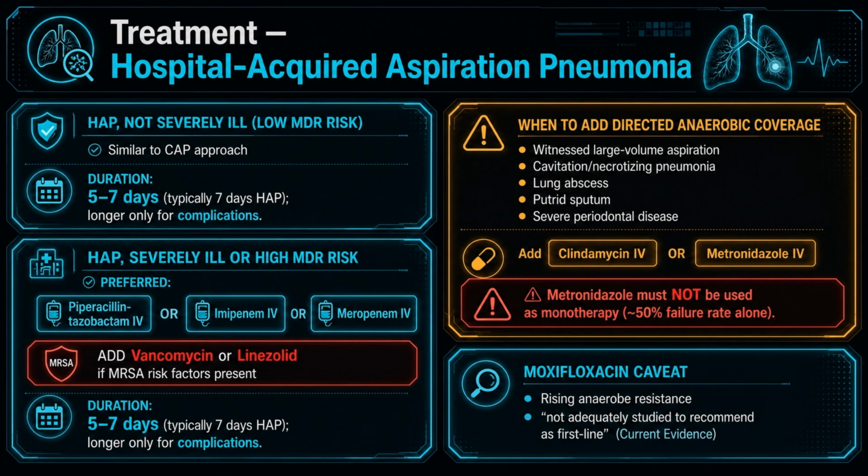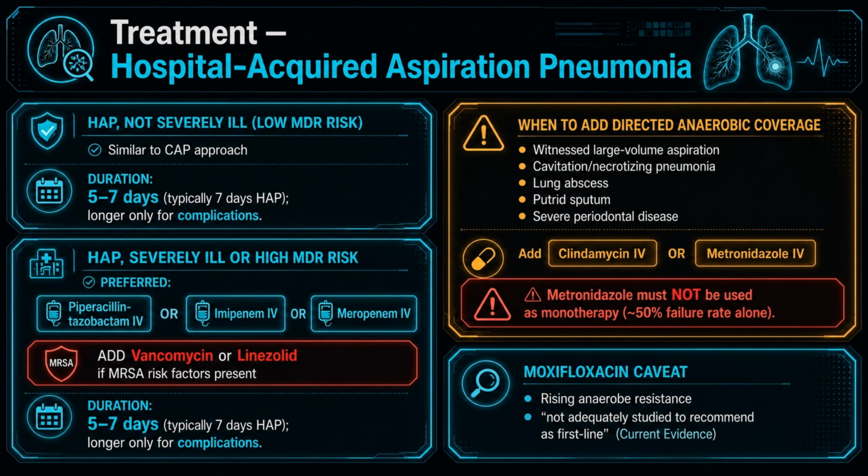For hospital-acquired aspiration pneumonia, we must consider the risk of multidrug-resistant organisms. For patients who are not severely ill and have a low risk for multidrug-resistant organisms, the approach is similar to the community-acquired regimens we just discussed. However, for patients who are severely ill or at high risk for multidrug-resistant organisms, broader coverage is required. Preferred regimens include intravenous piperacillin tazobactam, imipenem, or meropenem. If the patient has risk factors for MRSA, you must add vancomycin or linezolid. The duration of therapy is typically 7 days for hospital-acquired cases, again, extending longer only for complications like abscess or empyema.